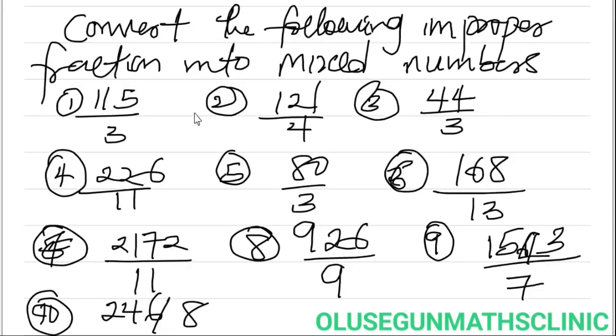Convert the following improper fractions into mixed numbers. Number 1, 115 divided by 3. Number 2, 121 divided by 4. Number 3, 44 divided by 3. Number 4, 226 divided by 11. Number 5, 80 divided by 3. 6, 168 divided by 13. 7, 2172 divided by 11. 8, 926 divided by 9. 9, 1543 divided by 7. 10, 246 divided by 8.